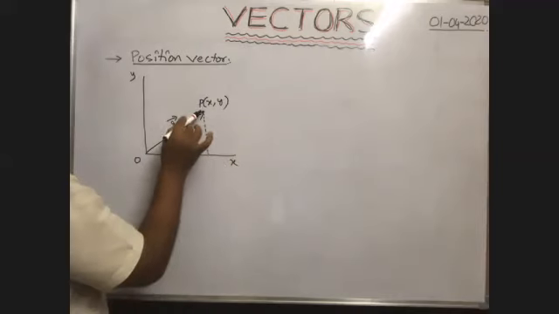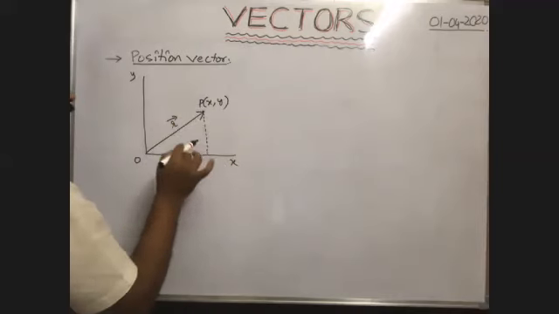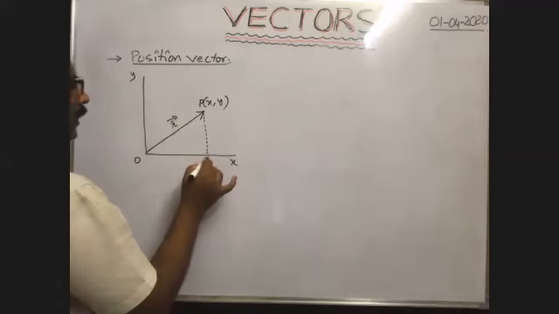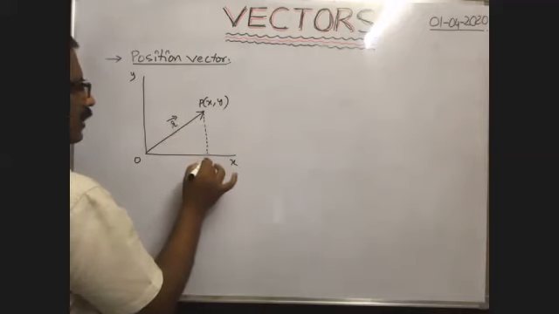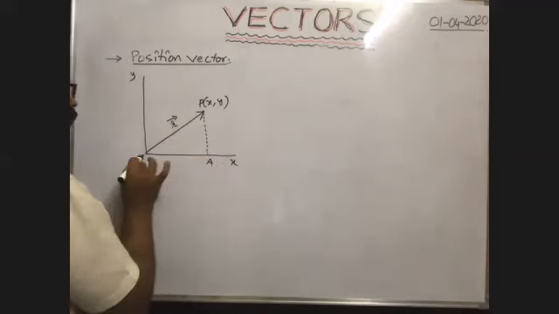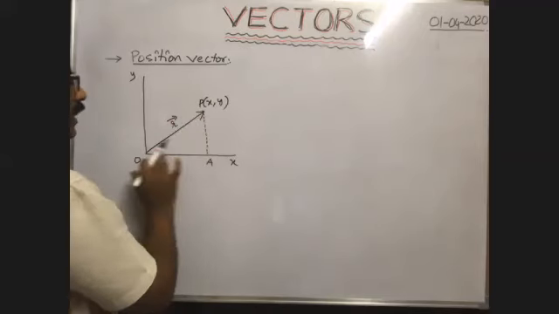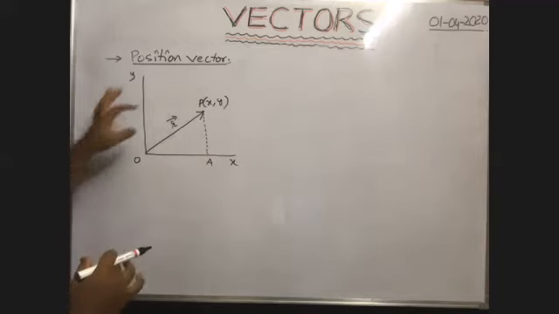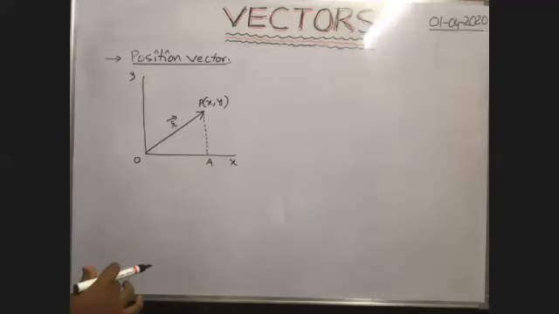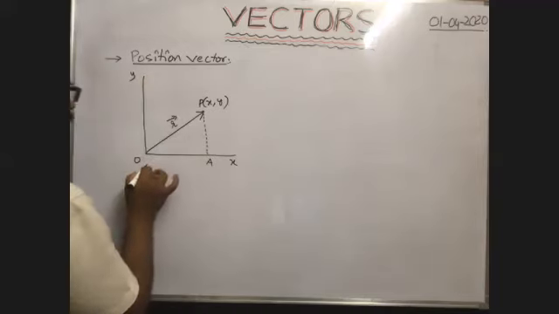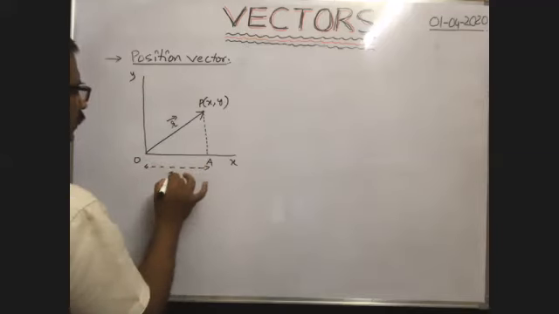So from point P onto the x-axis, you draw a perpendicular line. Then this perpendicular line intersects this x-axis at a point A. Then this OA, that distance gives the distance of this particle along x-axis. That is called x component of this position vector, that is, say, x.